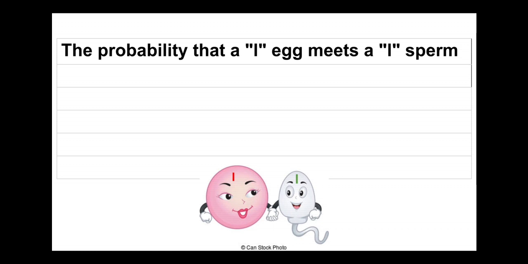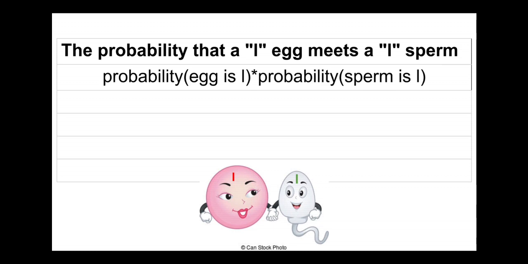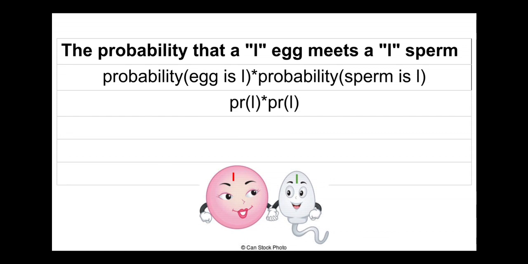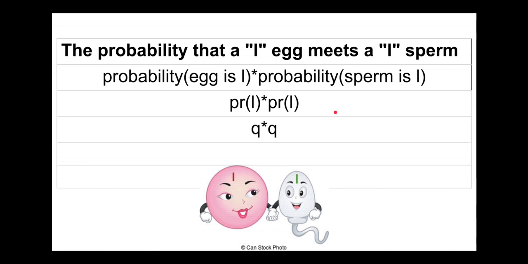Now we can look at what's the probability of a homozygous recessive pairing occurring. That's a little l egg meets a little l sperm in our theoretical gene pool. So we can go from that statement in English to a kind of mathy statement. What's the probability that an egg is little l times the probability that a sperm is little l? We can shorten that further to what's the probability that an egg is little l times the probability that a sperm is little l. Or we can just make it Q times Q.